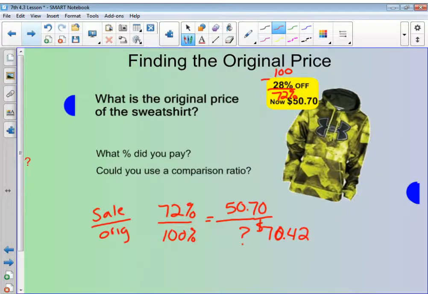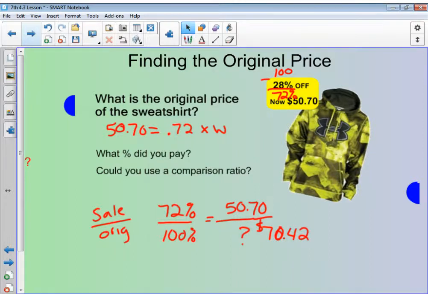I got $70.42. The other thing I could do to check myself is I could say, let's see, 72%, 70 is 0.72 of what number? And then if I take 70 divided by 0.72, it still gives me the 70.41667. So $70.42 when you round it to the nearest cent. Okay, so that's working with finding that original price. I highly, highly recommend the proportions, but if you're comfortable solving it another way, that's okay also.